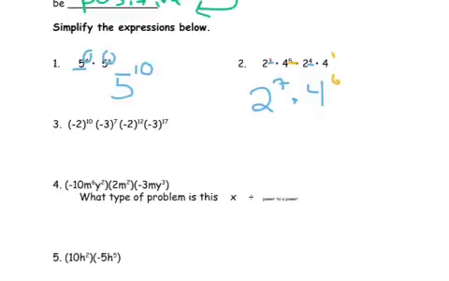Number 3, remember, since we are dealing with negative bases here, you must use parentheses. So my first base is negative 2. I have 10 plus 12 to give me 22, times my other base is negative 3, and this time I would be adding 7 and 17 to give me 24.